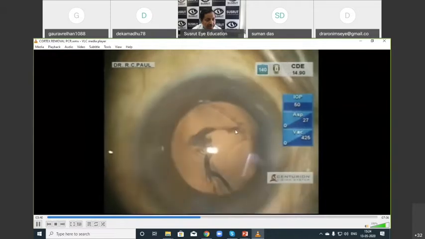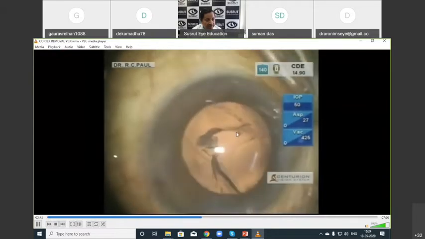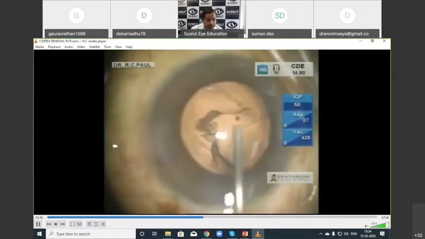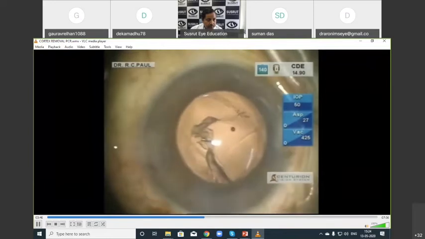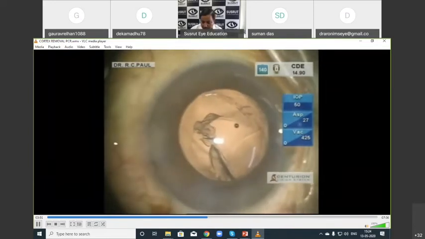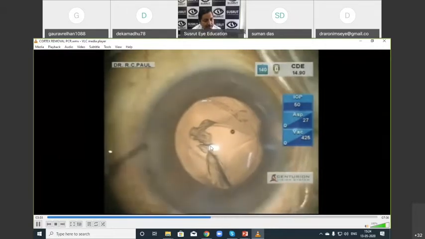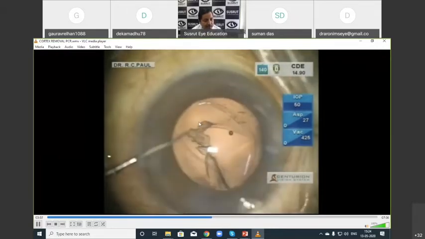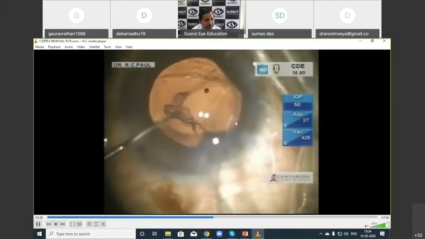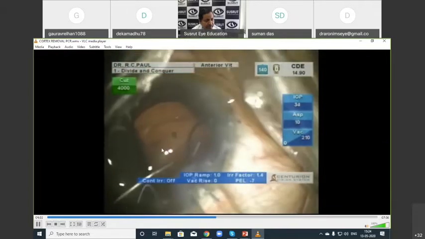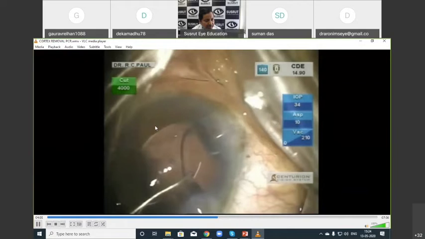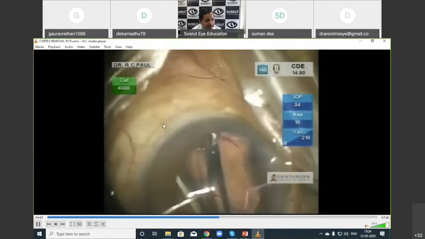The patient is under topical anesthesia. Here the scenario is not like the previous case. Here is a huge tear. So the planning won't be that rational to put this into the bag. It will be rational to put a 3-piece IOL into the sulcus.